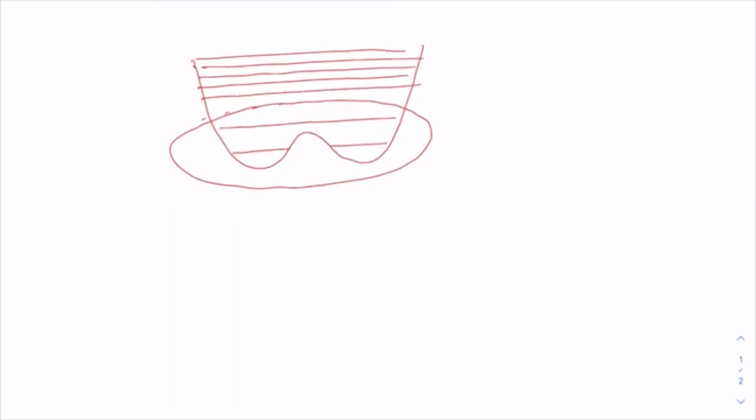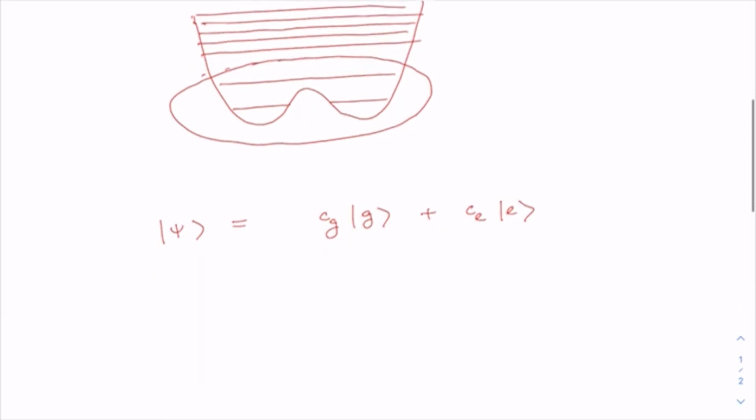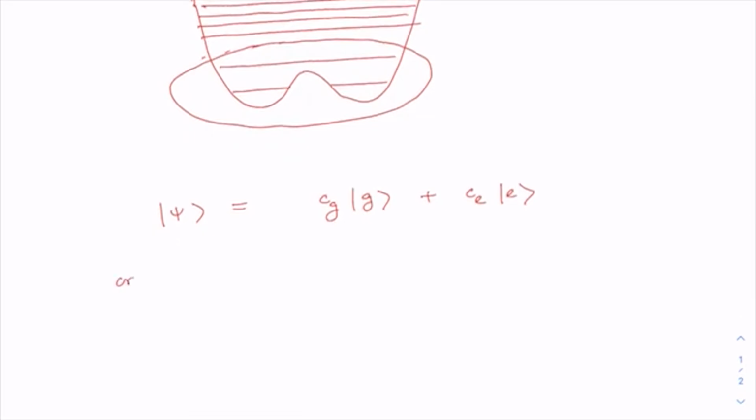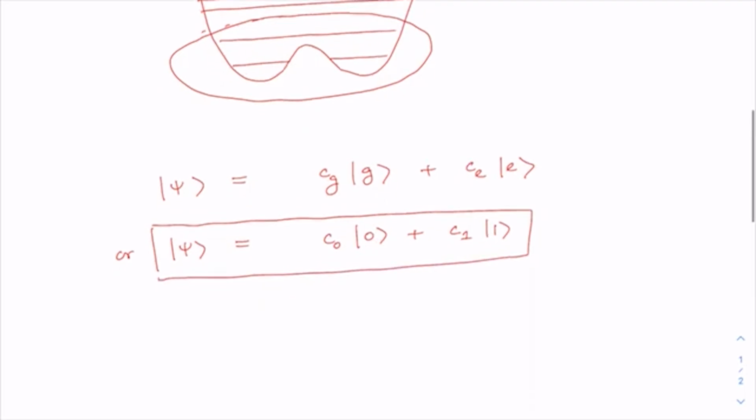Now, an arbitrary two-state system can be represented by a state vector, say ket psi, which should be the superposition of the ground state and the excited state, with their corresponding coefficients Cg and Ce. Cg mod square gives the probability of finding the system in the ground state, and Ce mod square gives the probability of finding the system in the excited state. Sometimes this two-state system can also be represented in this notation, where we write it as C0 ket 0 plus C1 ket 1. In fact, this is the most used notation when one talks about a qubit.